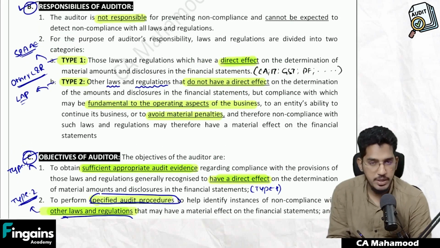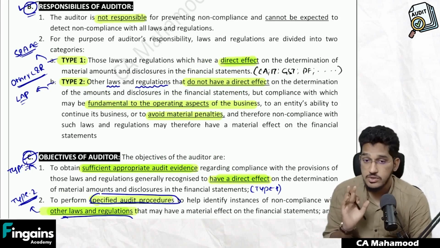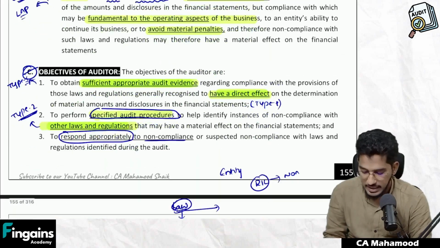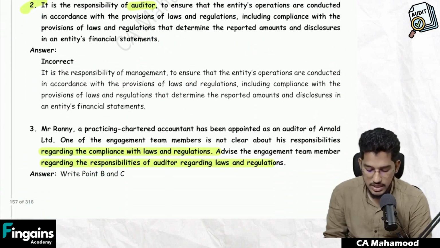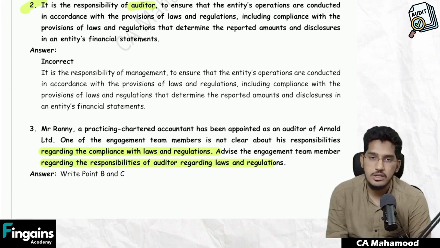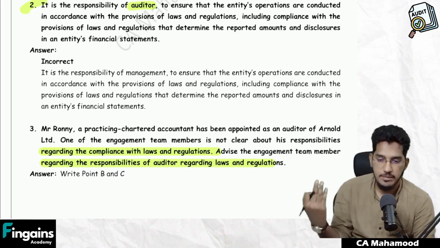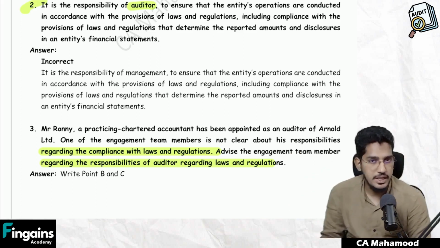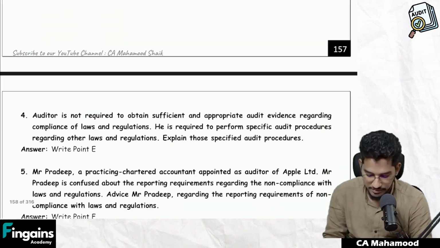That is explained in B point. So you have to write B point as well as C point. Understood how the question will be tested? So indirectly what they are asking you to write through this scenario based question is to explain what will be the responsibilities of the auditor relating to laws and regulations while conducting an audit of financial statements. Just write about type 1, type 2, and write the auditor's responsibilities regarding type 1, type 2. That's it. If you write B and C paragraphs, that will be enough.